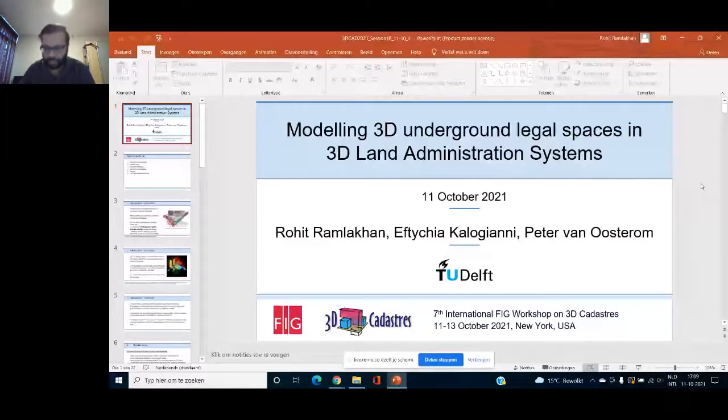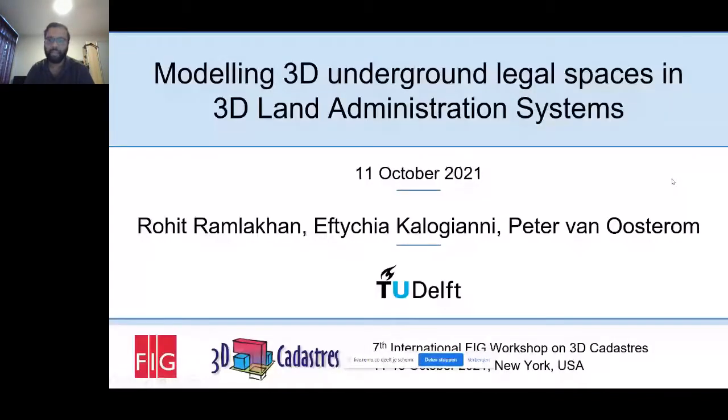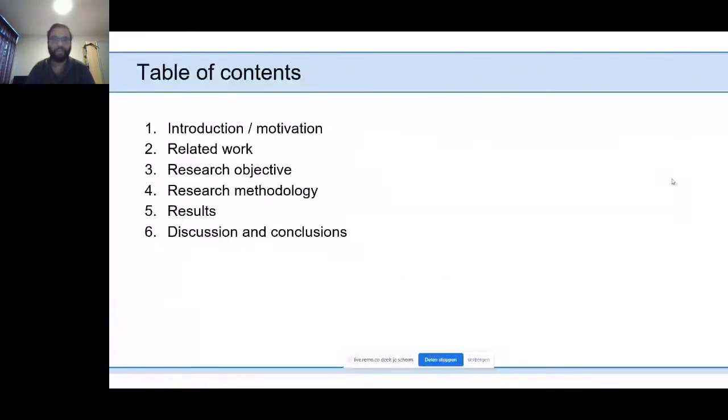My name is Rohit Ramlakhan, and the other authors of this paper are Eftychia Kalogianni and Peter van Oosterom. I will first start with an introduction into the problem and a motivation why this research was done. Then follow some related work, the objective of this research, the methodology, the results will then be presented, and the presentation ends with a discussion and conclusion.